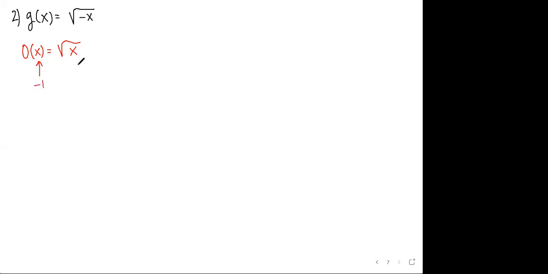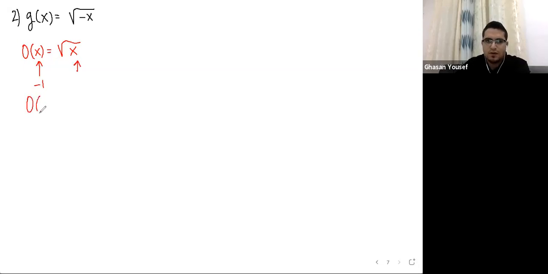O of negative x equals. Not multiplying by -1 inside, just substitute a minus x inside. I'm going to substitute minus x inside. So I get the square root of minus x. So O of minus x equals square root of minus x.